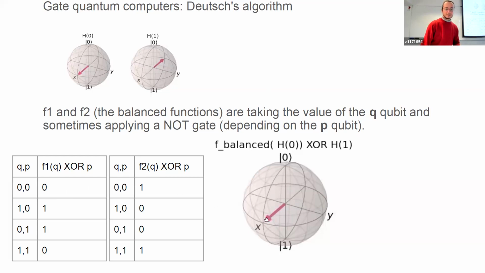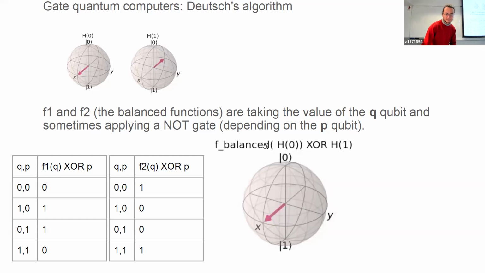Now, the reason why we prepare the input Q with the Hadamard of 0 is because Hadamard of 0 goes into itself with a NOT gate. So no matter whether you're running F1 or F2 on this, Hadamard of 0 remains in the same state.